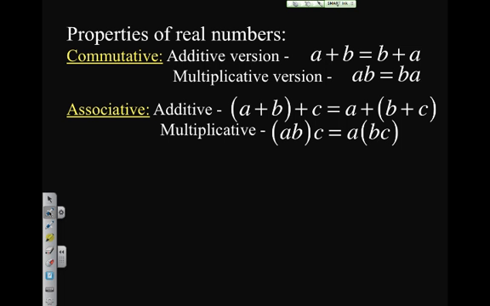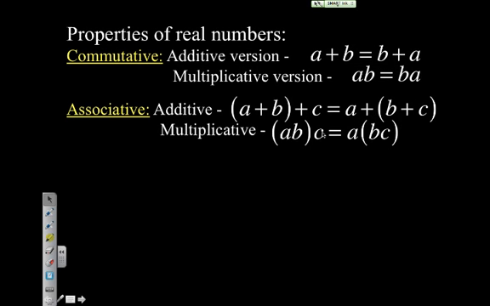Next we have the associative property. The associative property deals with the grouping of numbers. So for instance, for the addition problems, we've got a plus b grouped together plus c is equal to a plus the group b plus c. You can see with the multiplication we have the same thing. You have a times b in parentheses times c, and then here we have a times the group b times c, and those things are always going to be equal.